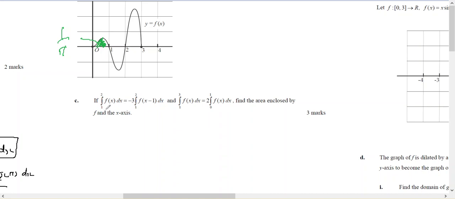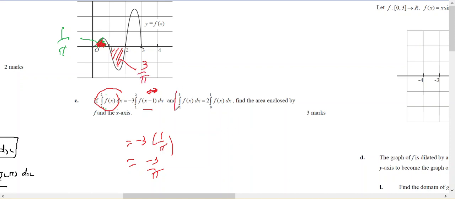If I go from 1 to 2 of f of x, that's going to give me this area here. And that equals -3 times the integral from 1 to 2 of this function that's been moved to the right 1 unit. So that's this area here. So this is going to equal -3 times 1 on pi, so -3 on pi. So this here is an area of 3 on pi.